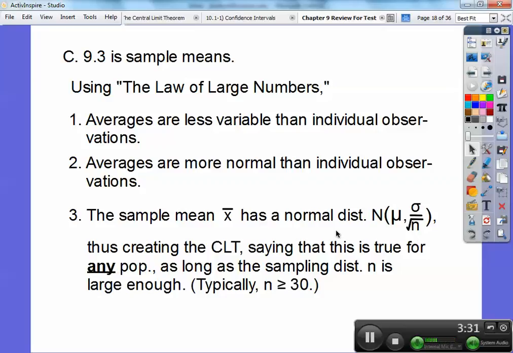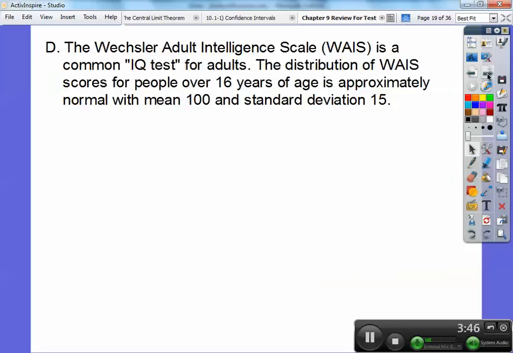So the central limit theorem says that it is true for any population as long as the sample size n is large enough, and typically we want n to be greater than or equal to 20. Some books say greater than or equal to 30. Some books say greater than or equal to 20, so it just depends, you guys.